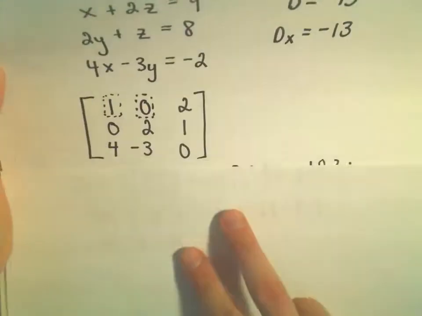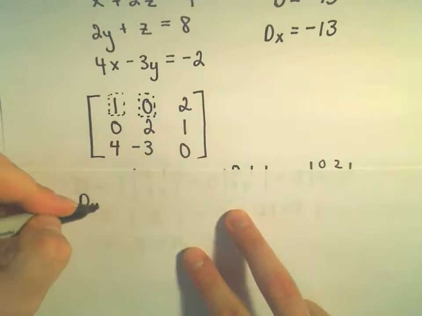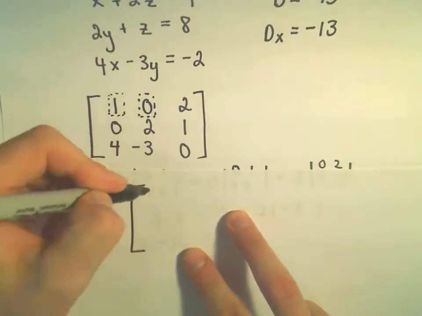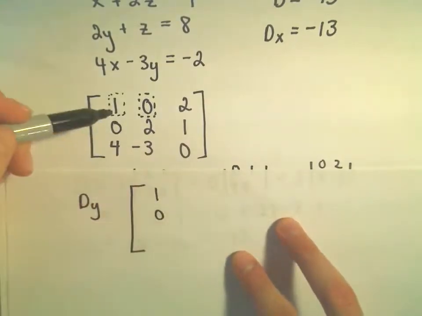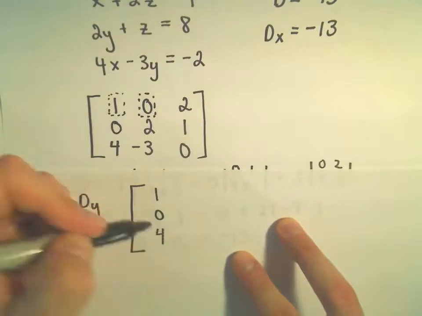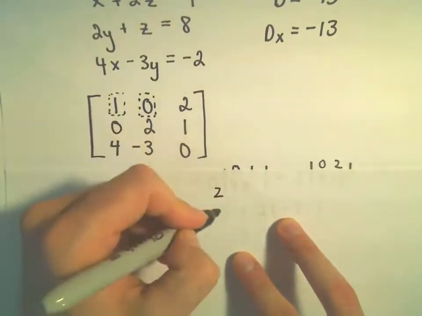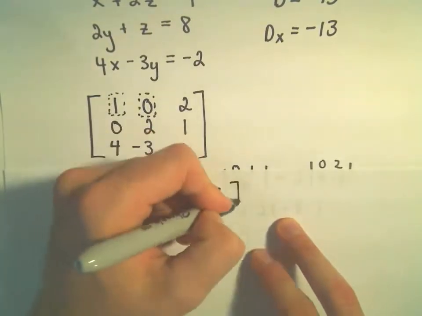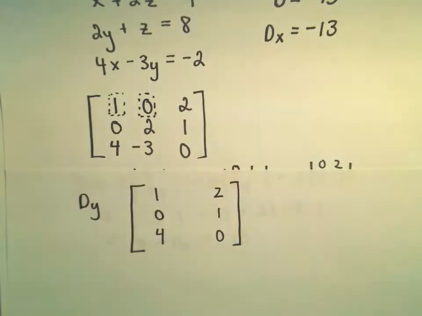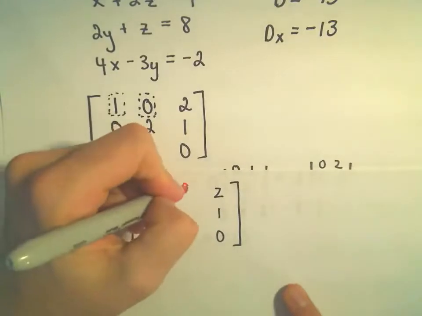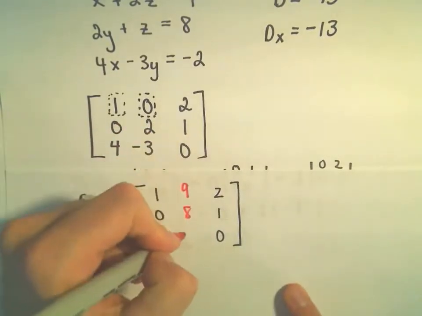So to do our d sub y, okay, again, now I'm going to leave the x column, the original x column alone, so 1, 0, 4. I'm going to leave the z column alone as well. And then again, just like before, now I replace the y column with these values 9, 8, and negative 2.